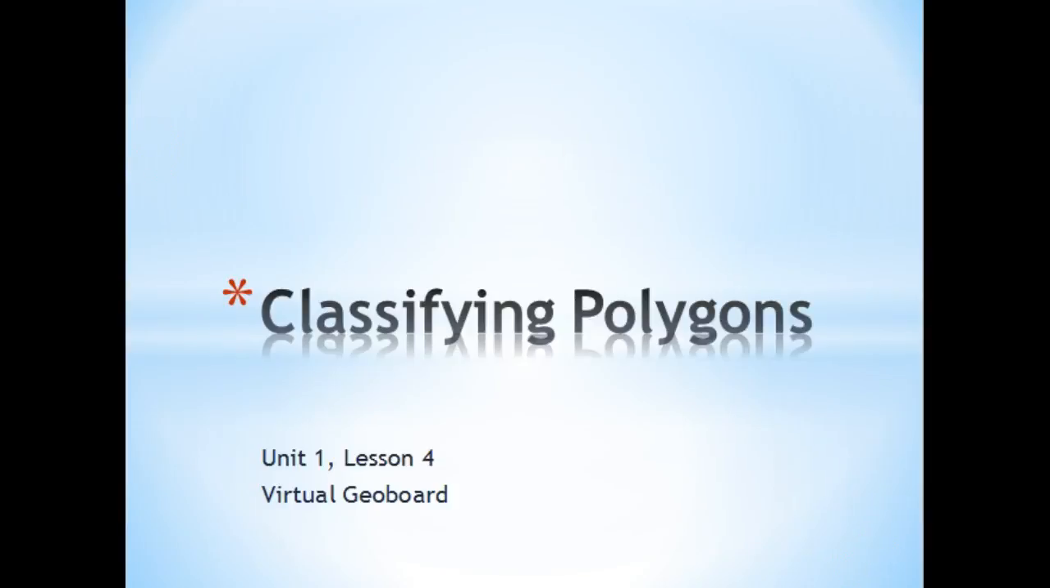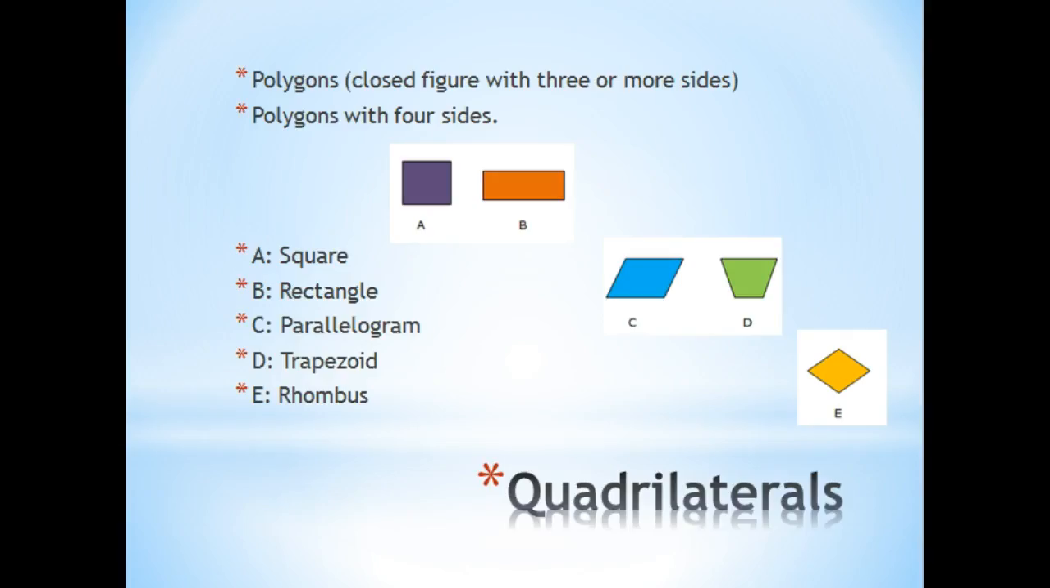Ladies and gentlemen, we are talking about classifying polygons. What that means? Well, let's start with a polygon. A polygon is a closed figure with 3 or more sides. So the smallest sided polygon, if you will, is going to be a triangle, because triangles are the only thing that I can think of that have 3 sides. That's still a polygon. Now, polygons with 4 sides are called quadrilaterals.